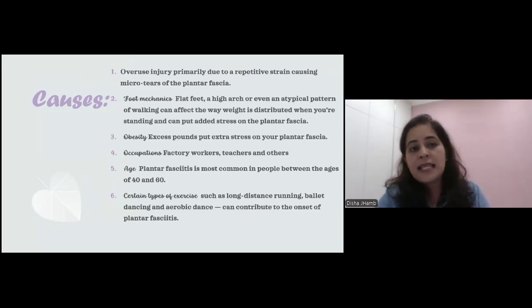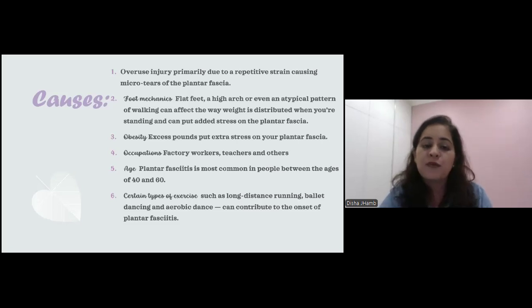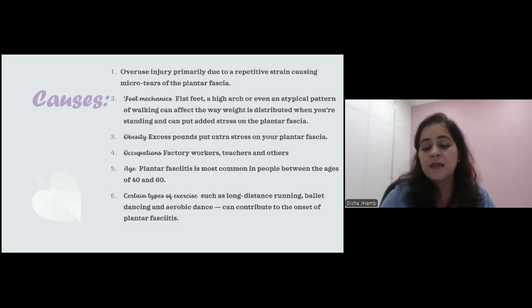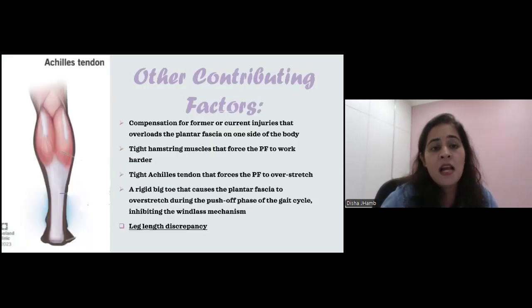And age, as I said, it's most common between the ages of 40 and 60. And there are certain types of activities or exercise, like people who are runners or ballet dancers: long distance running, dancing, aerobic dance, ballet dancing. These can all be causes of plantar fascial pain. Whereas there are other contributing factors.